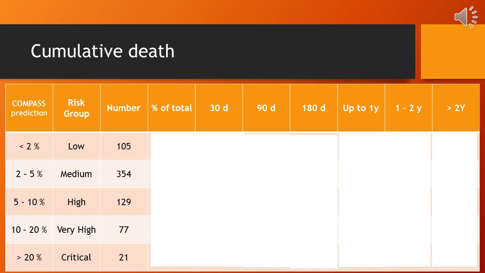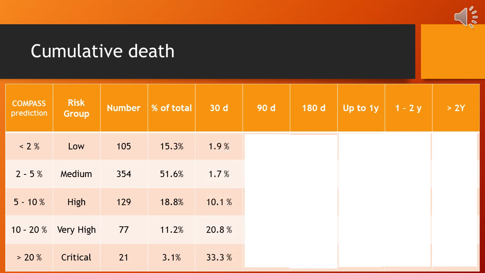To make it easy to compare, I have changed the numbers to percentage of admission. As you can see, 85% of patients belong to the low to high risk group. At 30 days, less than 2% died when the risk prediction at admission was within 5% or less. However, it significantly increased for the other 3 groups.